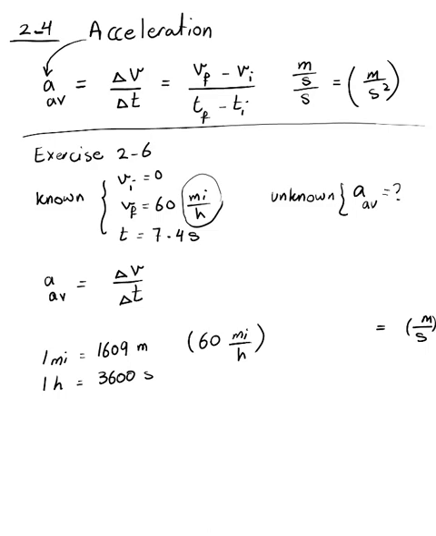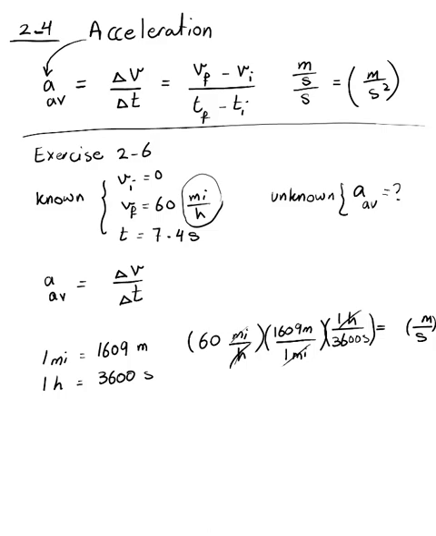right? First of all, I need a factor that can cancel out the miles and the hour. So I'm going to multiply this by 1609 meters divided by 1 mile, which is to convert the mile. And then I'm going to multiply this by 1 hour divided by 3600 seconds, which is just to get rid of the hour. Okay, now I can have meters per second.